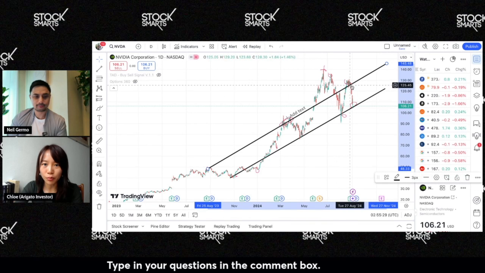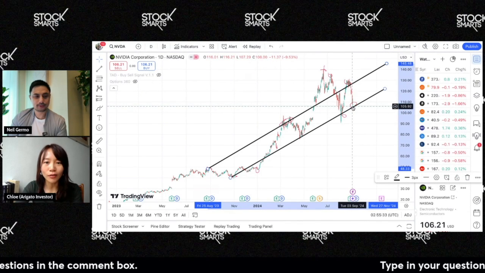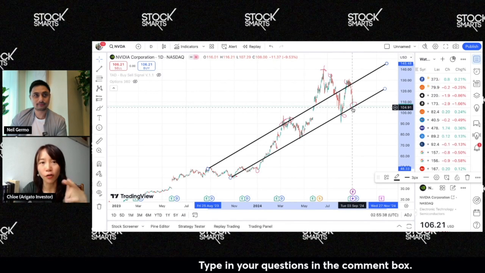As you can see, previously when it reached the ceiling here, it dropped back down to the support. And right now, the market is at the support level, which has a higher probability of going up from here.